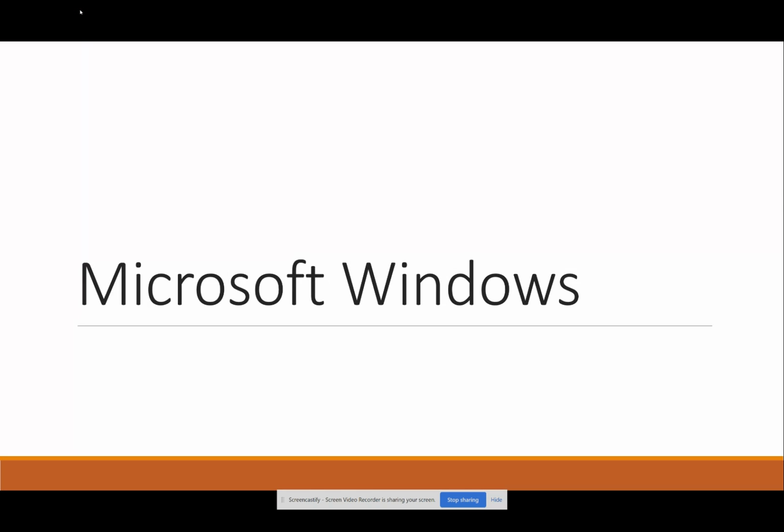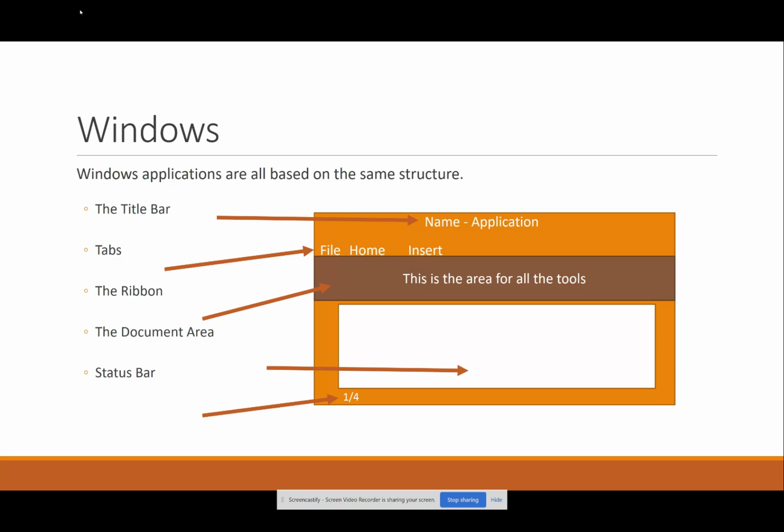So this week we're going to be learning more about Microsoft Windows. On every Windows screen that you see, any Microsoft software that you get into, you have a title bar, and it's usually color coded. Sometimes it's blue, green, depending on which application you're in. And then you have tabs like File, Home, Insert.